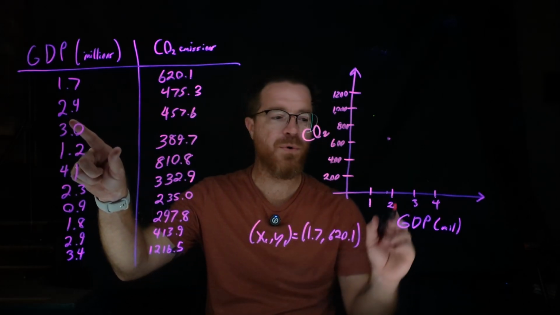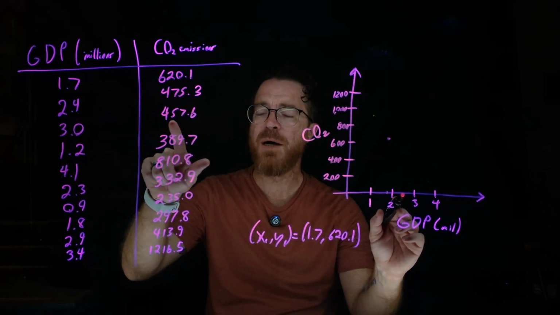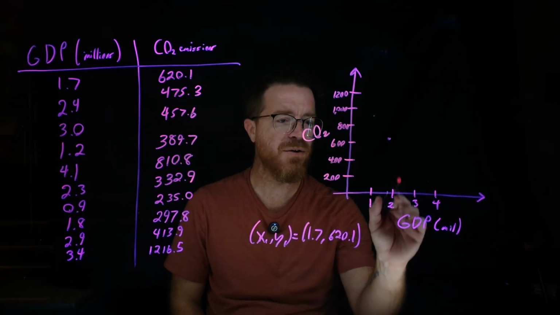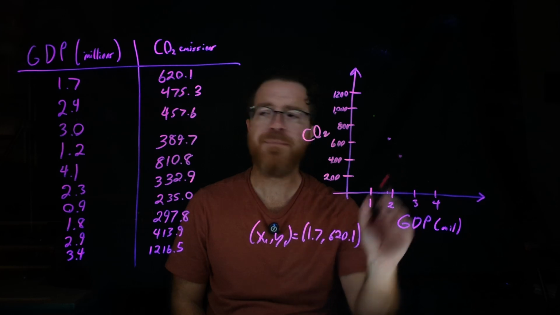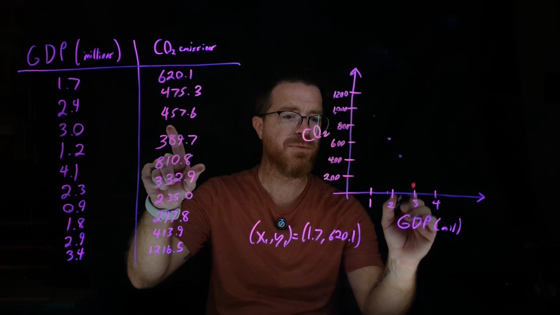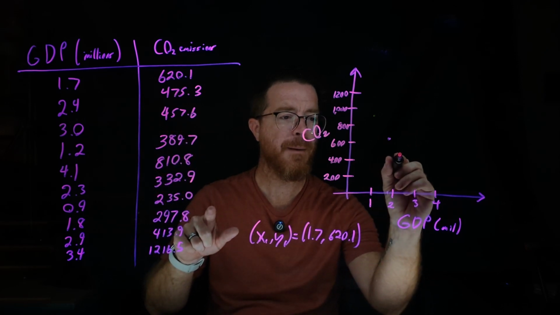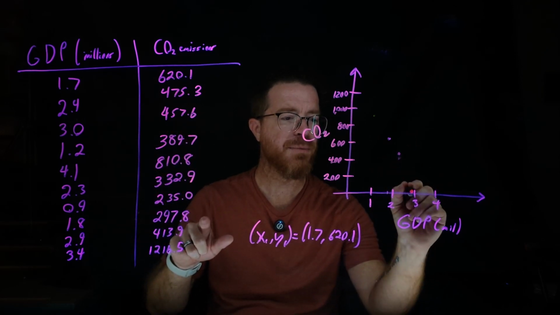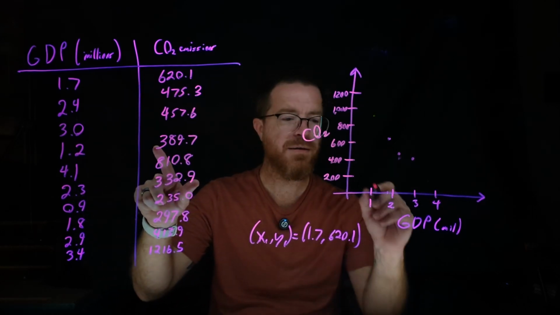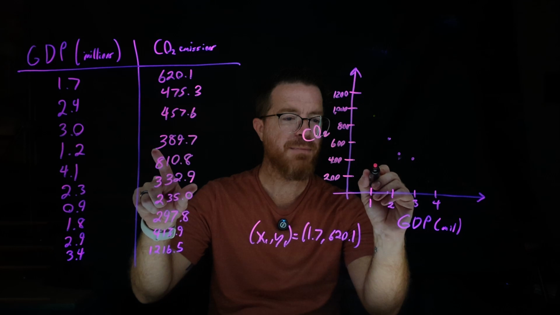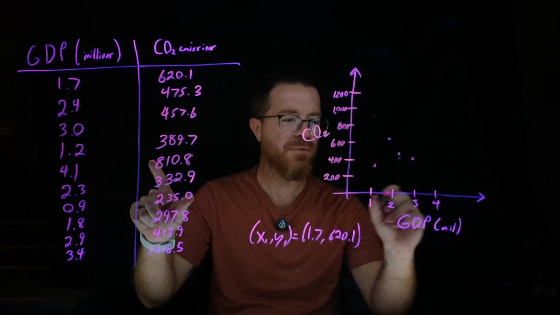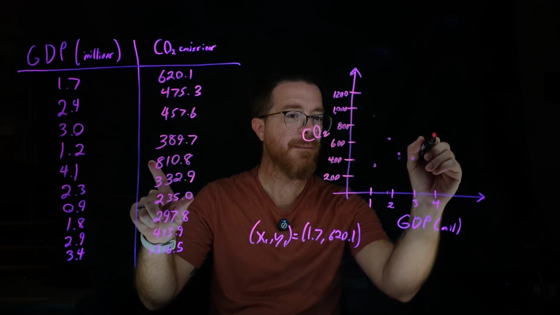Then we're going to go to 2.4, and then we're going to go up on the vertical axis to 457.6. So 2.4 is about here, 457.6 about here maybe. Next one, 3.0, and then 457. Sorry, this actually should be a little higher. This one's going to be 3.0, 457. Next one is going to be 1.2, 389. So we go to 1.2, we go to 389, about here. 4.1 to 810. So 4.1 goes to 810.